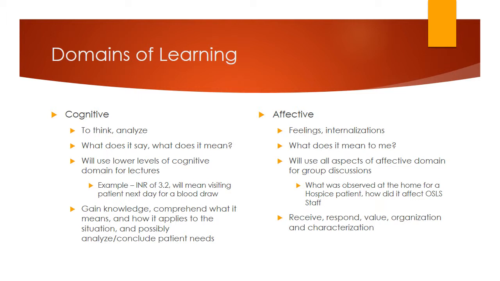Staff won't use the higher levels of cognition, but rather the lower levels, such as gaining the knowledge, comprehending what it means, how it applies to that personal situation, and possibly it could lead to analyzation, concluding what a patient will need the next day, such as, for example, a ProTime or an INR level of Coumadin of a 3.2 will mean visiting the patient next day.